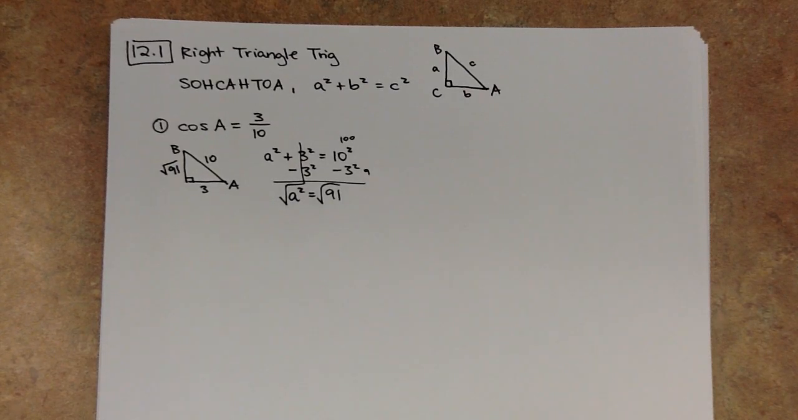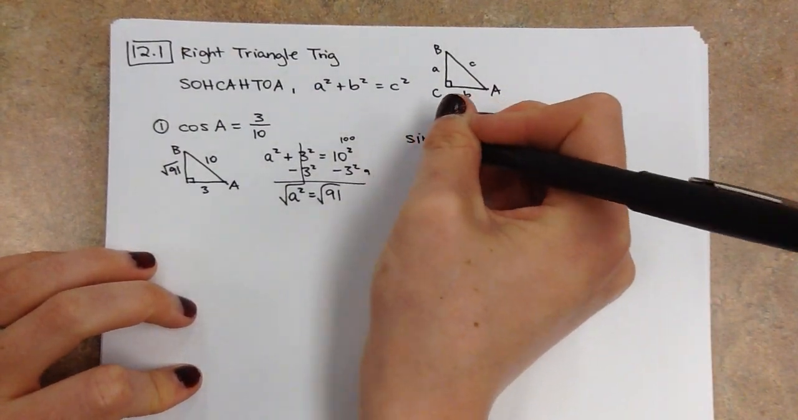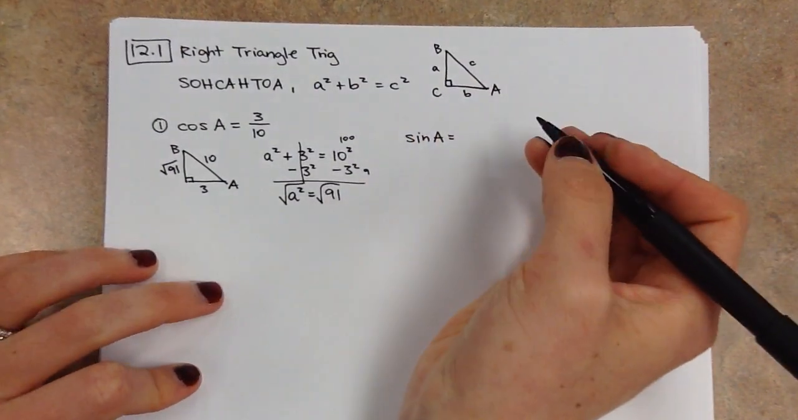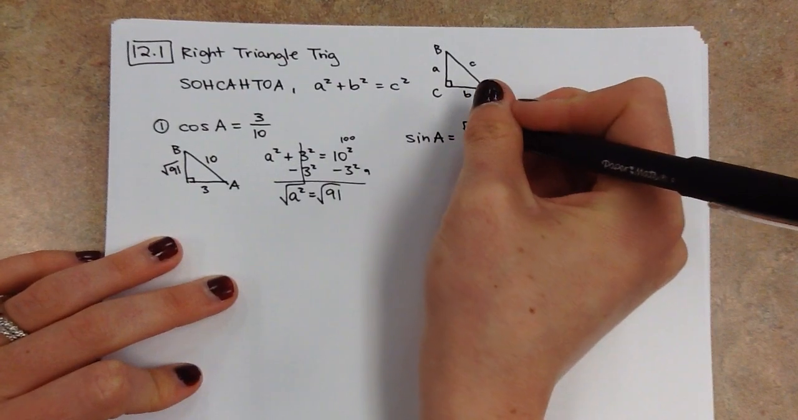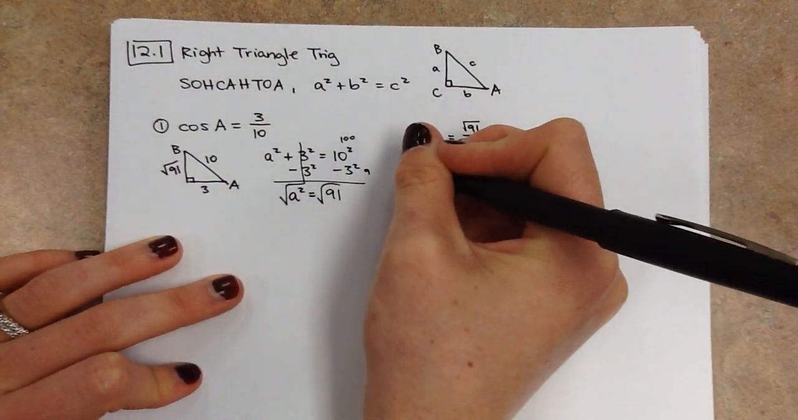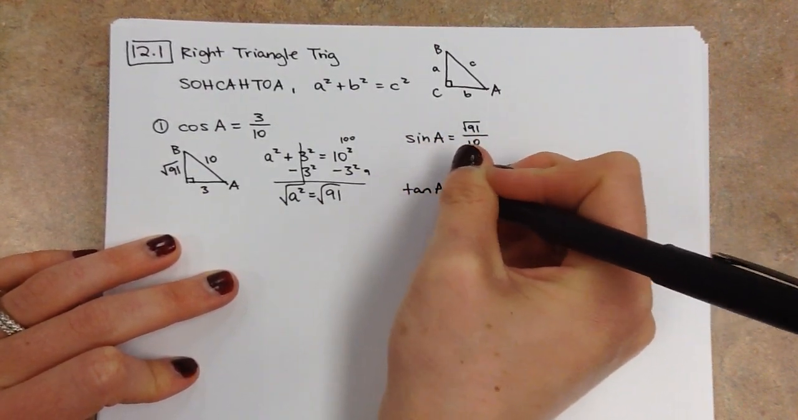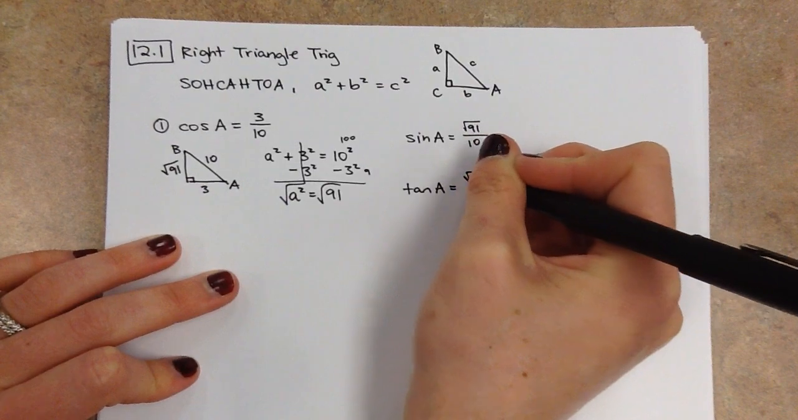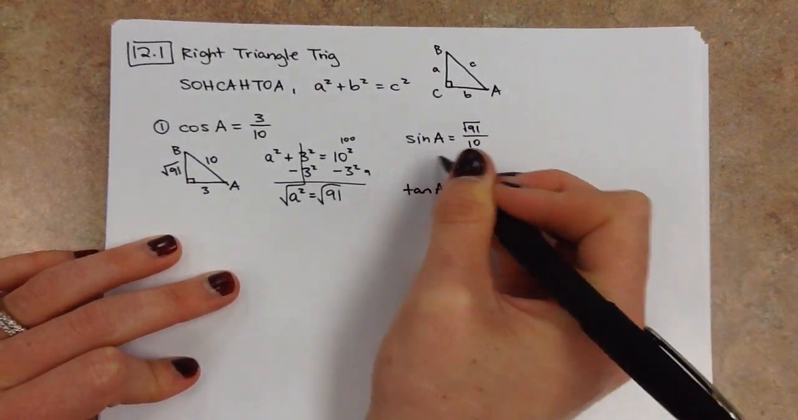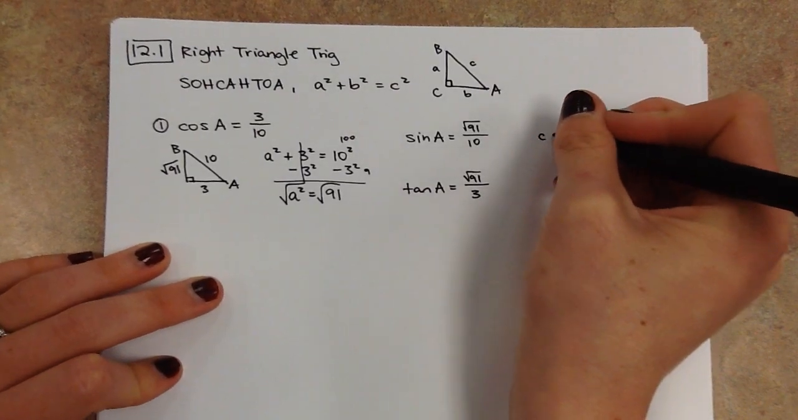The directions will tell us to find the other 5 trig functions. So the first one, sine. Sine is opposite over hypotenuse, so the opposite is root 91 over the hypotenuse, which is 10. Then the tangent. Tangent is opposite over adjacent. I'm leaving a little spot here where cosine would normally go. Then we have the 3 reciprocal functions.